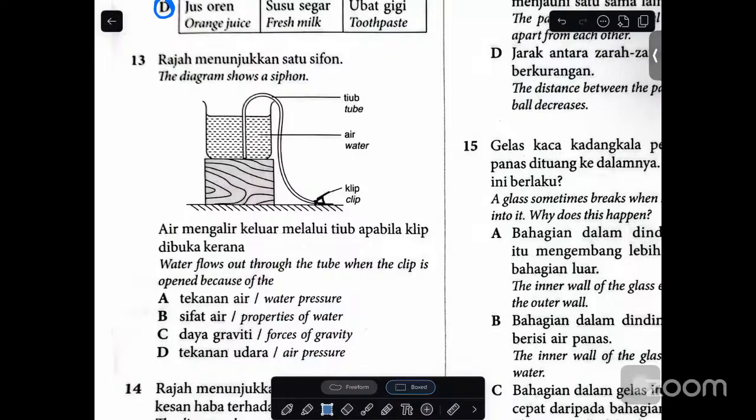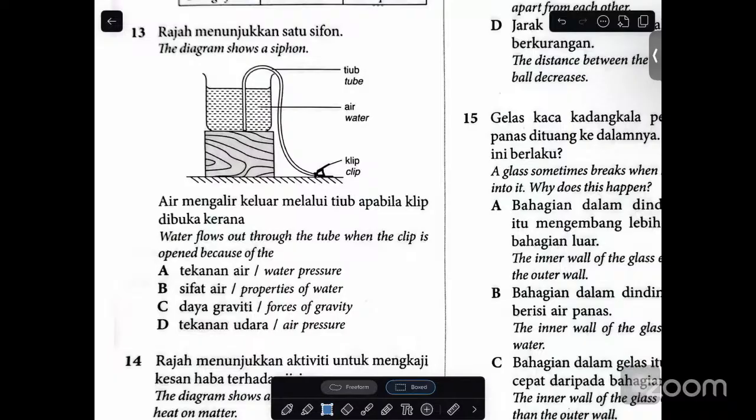Okay, now, nombor 13. Okay, look at nombor 13. Water flows out through the tube when the clip is opened because air keluar daripada tube. Tube dekat sini, this one. Kenapa air can just keluar when teacher lepaskan this tube? What is happening here?